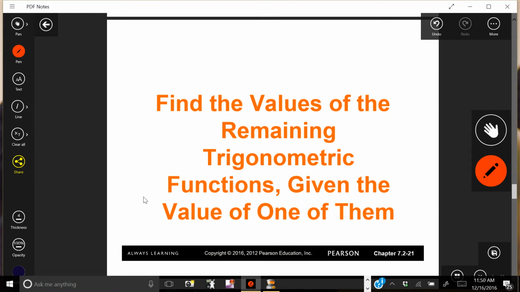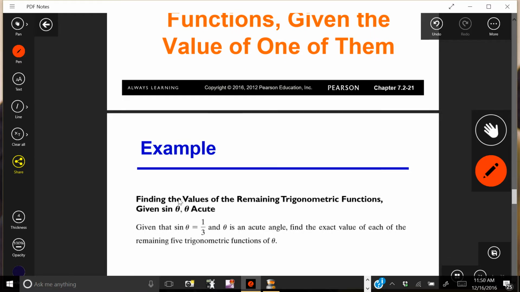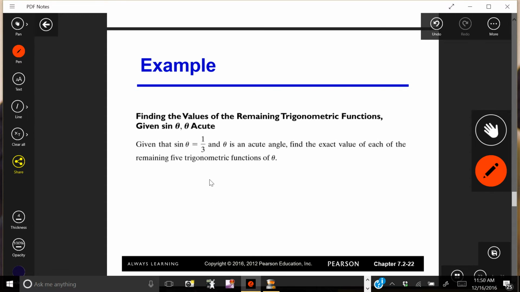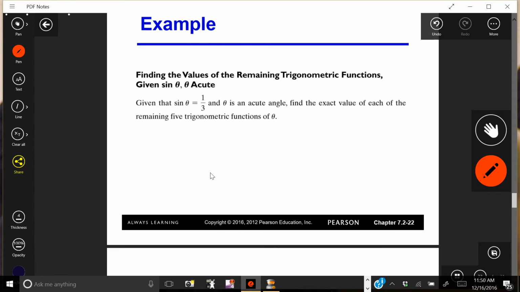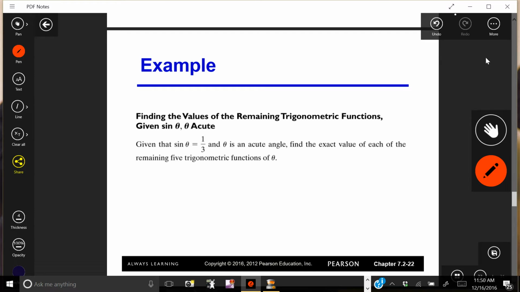Now, here we're going to talk about finding the values of the remaining trig functions given the value of one of them. We're given that sine of theta is 1/3 and that theta is an acute angle. Let's find the exact value of each of the remaining 5 trigonometric functions.